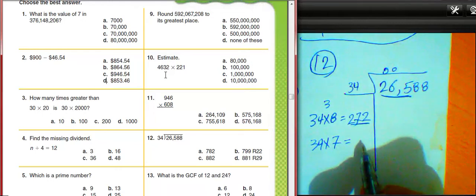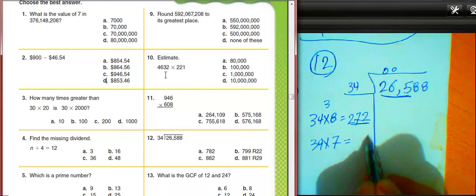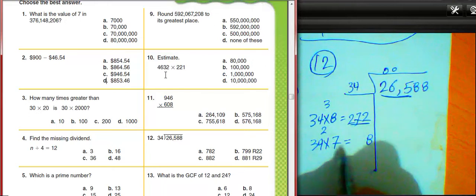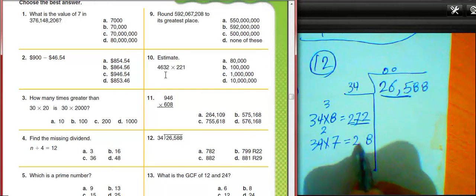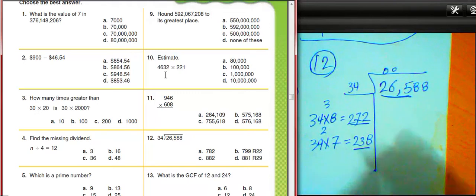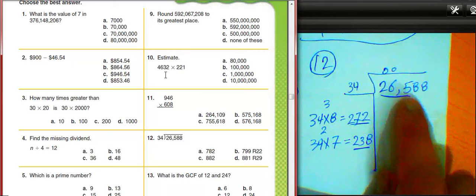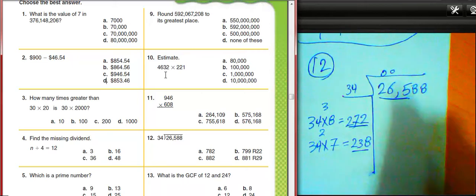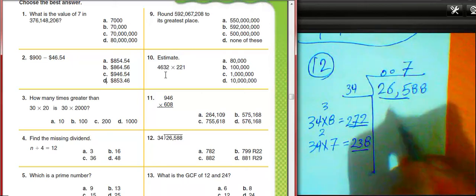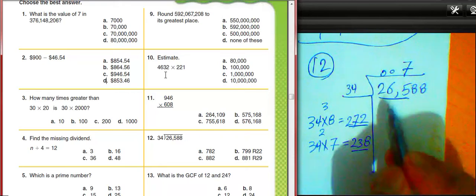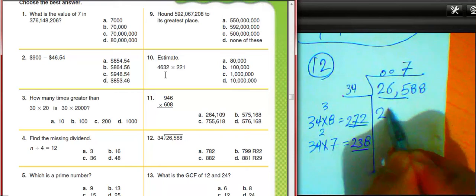So we must try multiplying by 7. 4 times 7 equals 28. Write 8 and carry 2. 3 times 7 equals 21 plus 2 equals 23. It is 238, less than 265. So we must write 7 in the quotient here. 7, and here under 265, 238.